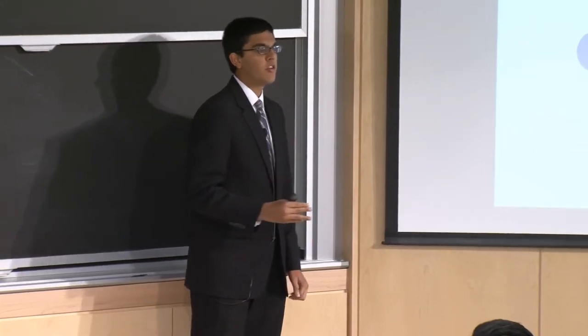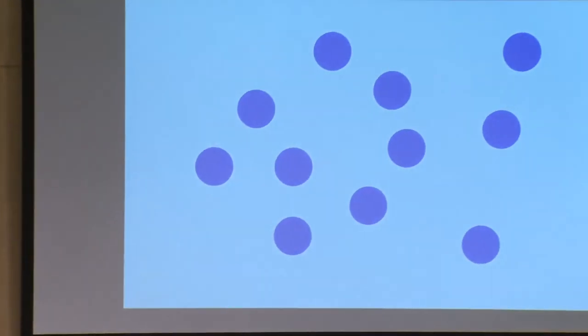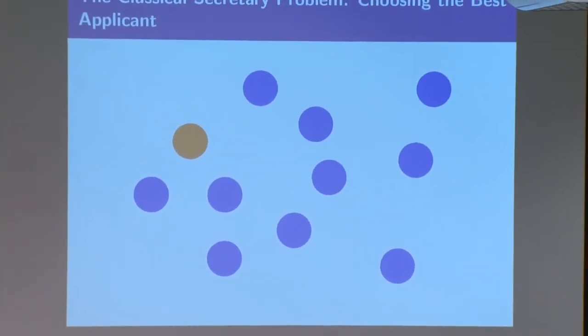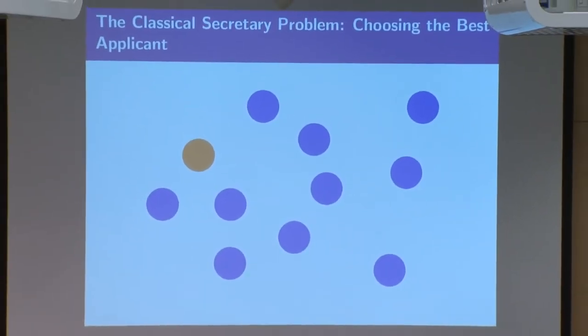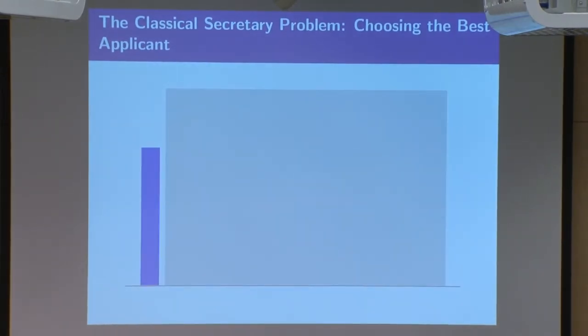So in the classical secretary problem, you have a known number, n applicants applying for a job, as you can see here. And you're trying to choose the best applicant. However, all these applicants are coming to you in a random order, and you have the added constraint that you see each applicant one at a time. Once you interview an applicant, you have to immediately make the decision whether to accept or reject that applicant. And once you reject an applicant, you can't go back to the applicant.